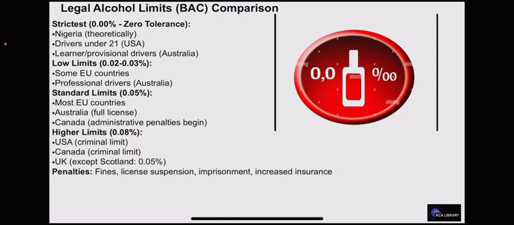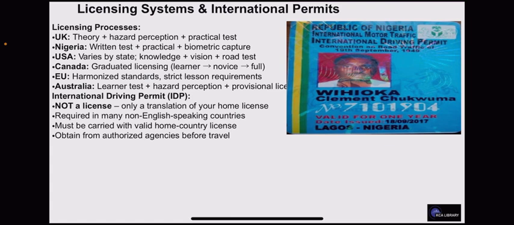So higher limits, we have 0.08%. We have that here in countries like the USA, and we have criminal limits. We have Canada criminal limits. Then you have the UK too, except Scotland. So the penalties are fines, license suspension, imprisonment, increased insurance. It depends on the nature of the case. So let's move on to licensing systems and international permits.